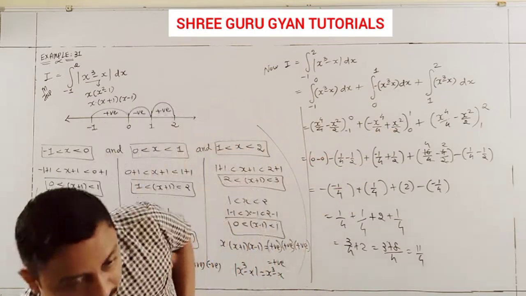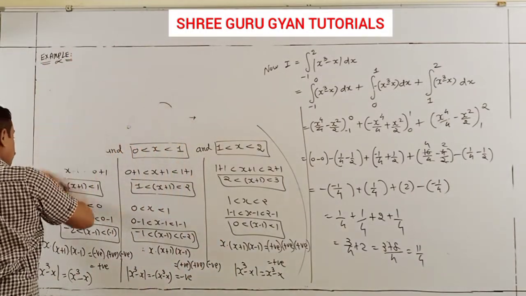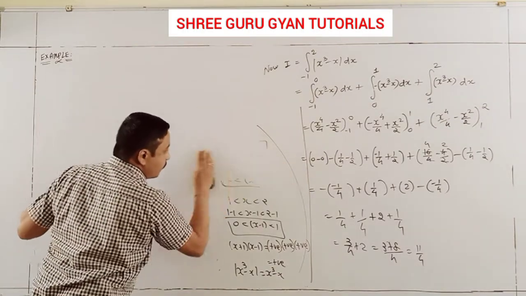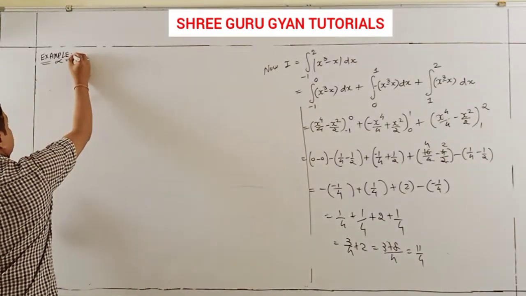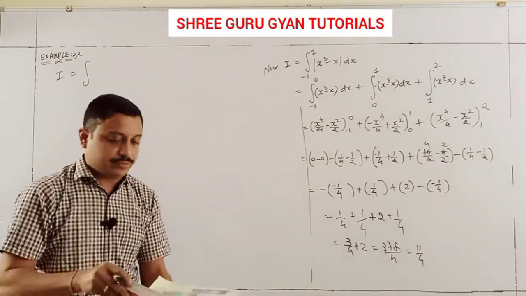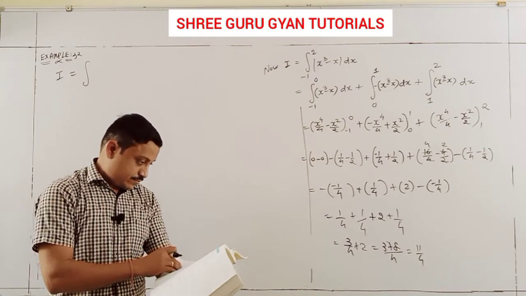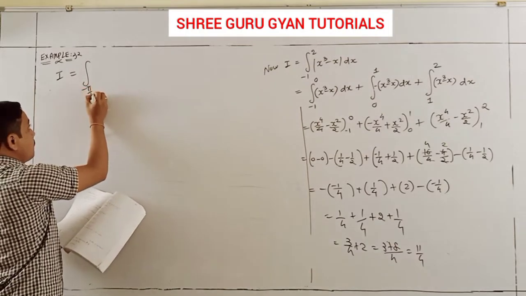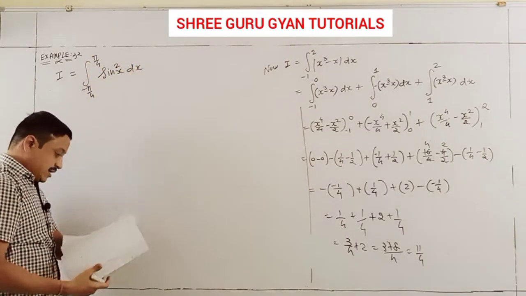Now continue our example number 32, students. Similarly going, integration of example 32: minus pi by 4 to pi by 4, sin square x, yes, sin square x dx.